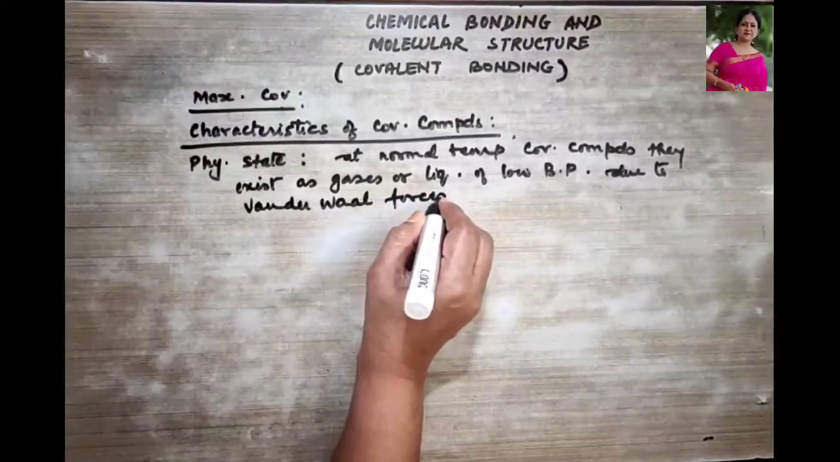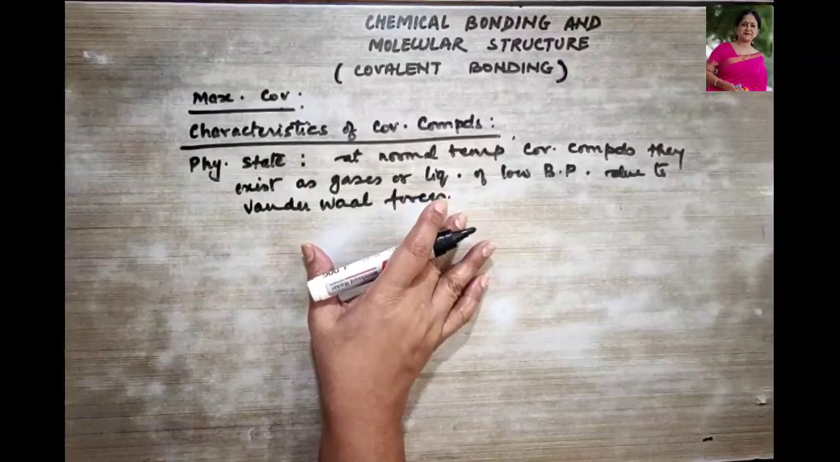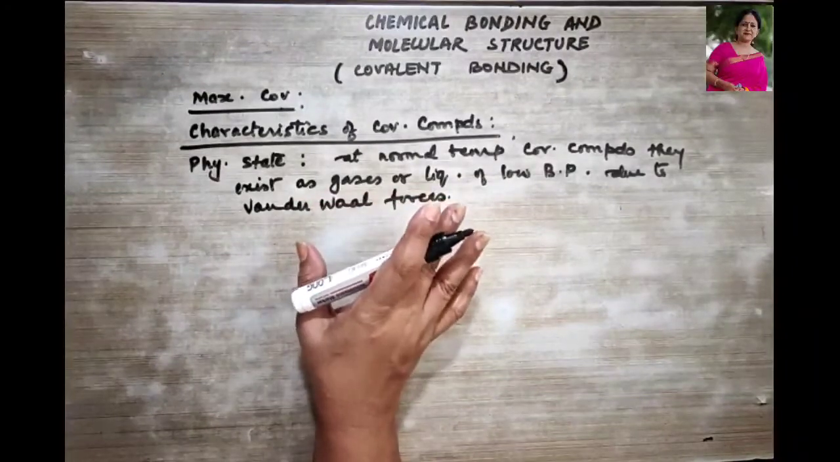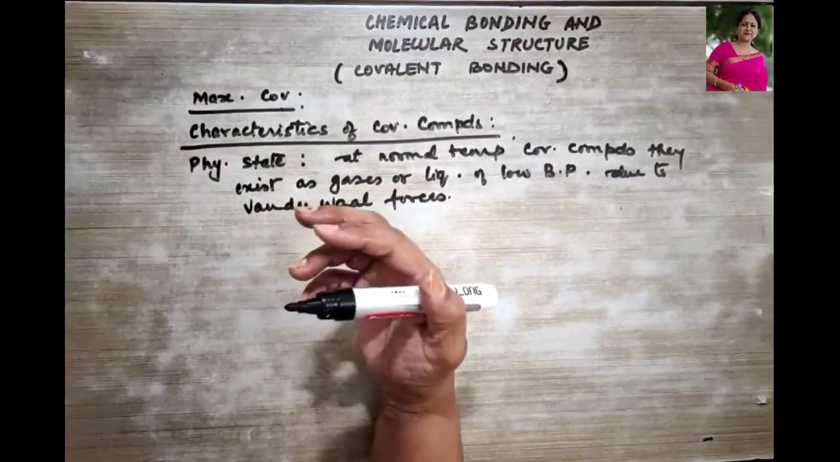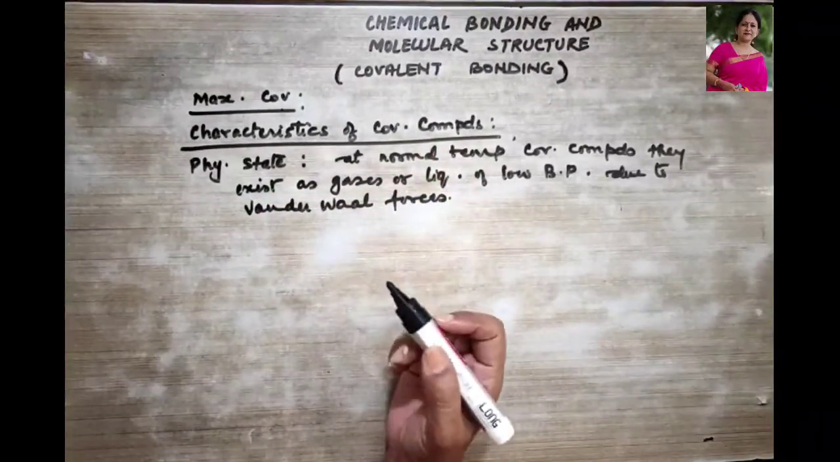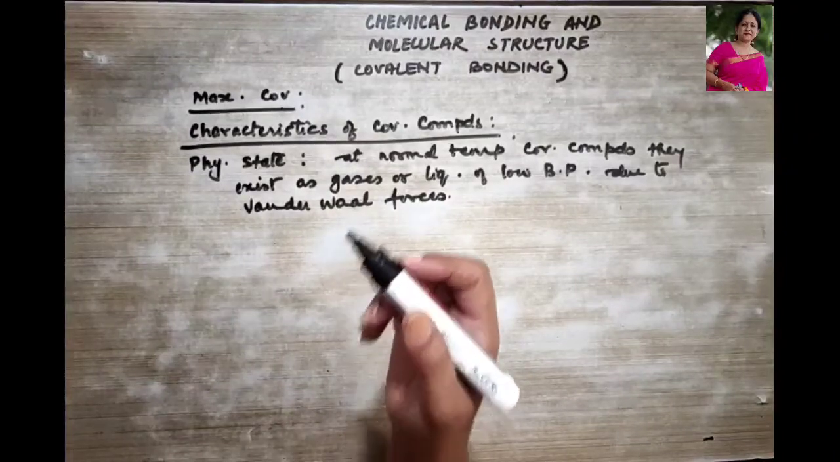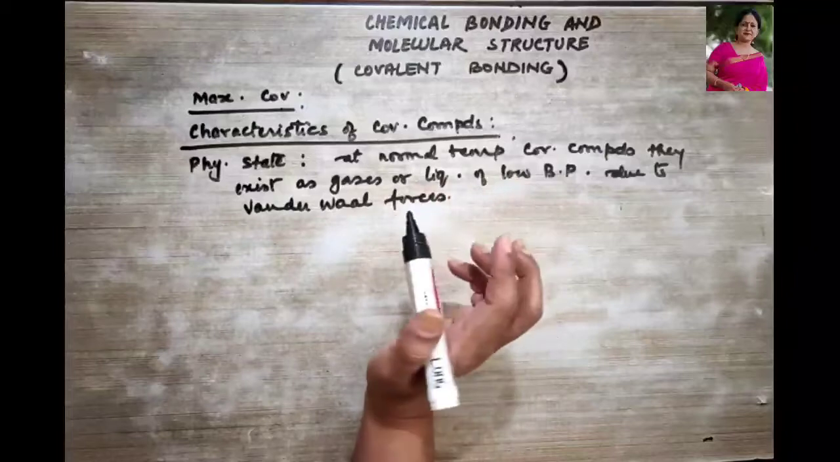I hope you know what van der Waal forces are: the weak forces that exist between the molecules, right? Some exist as soft solids if their molecular masses are a little higher, for example sulfur, phosphorus and iodine, which are all soft solids.